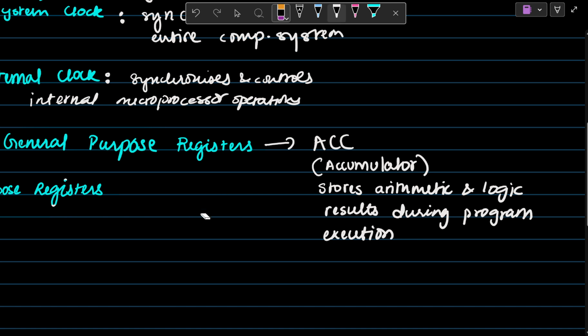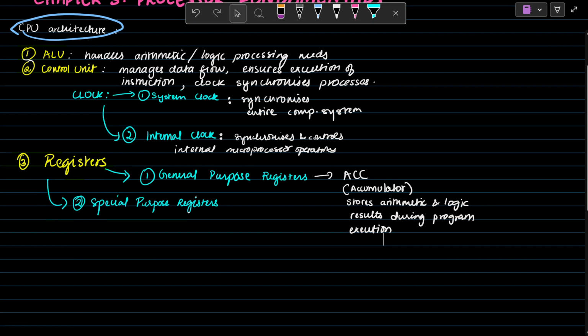Alright, so the accumulator stores arithmetic and logic results during program execution. That was our first type, and it's the only general purpose register, by the way. Now moving on to our special purpose registers. There are 6 main types.